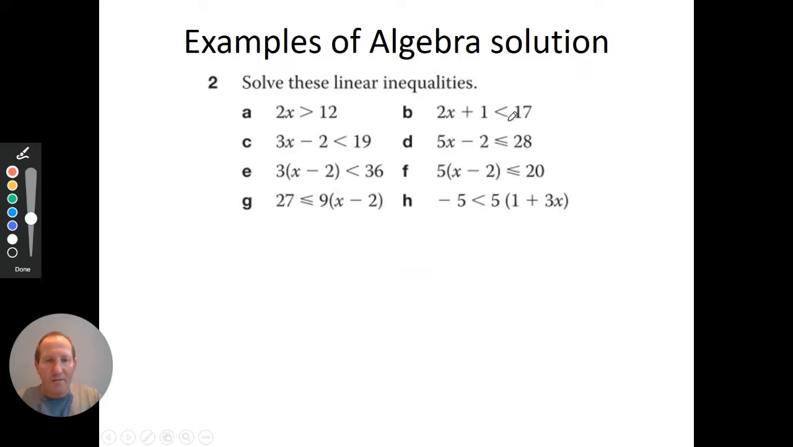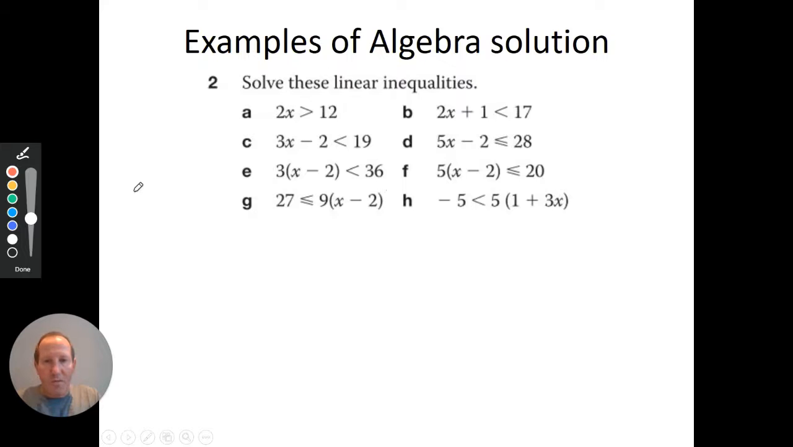This one, again, it's a balanced method. I'll take the 1 across and take it away. So I end up with 2x is less than 16. Divide through by 2, I get x is less than 8. Simple as that. Again, just applying the same methods we used on the balanced method.